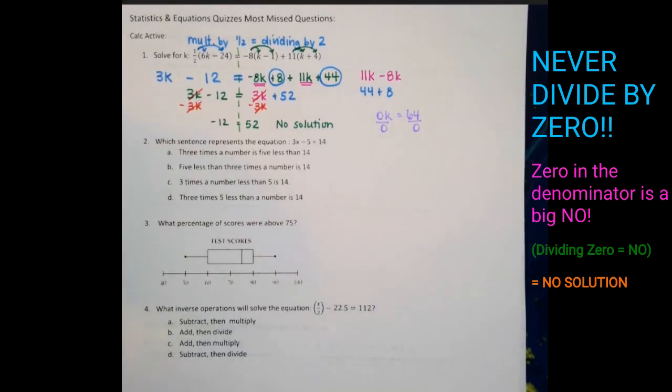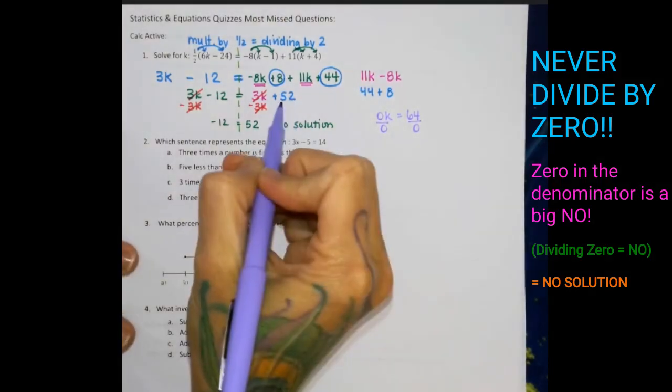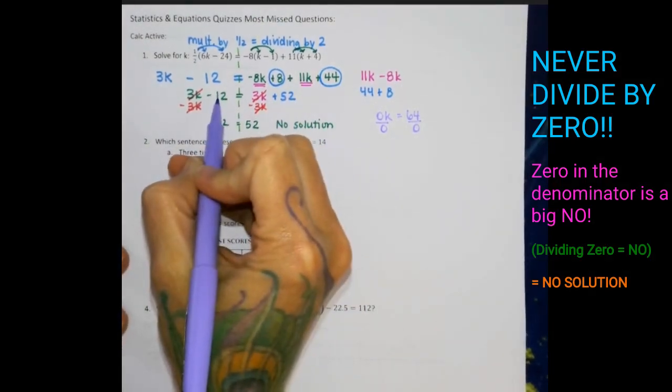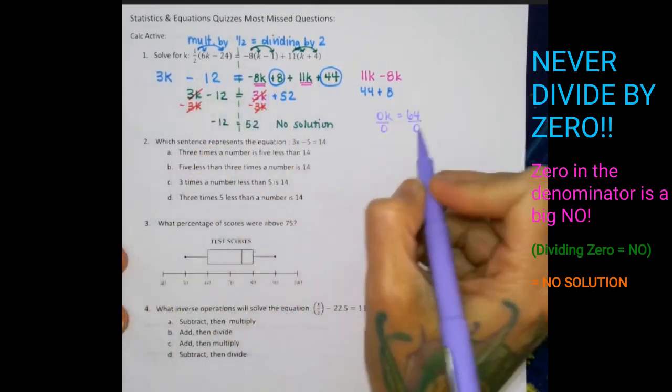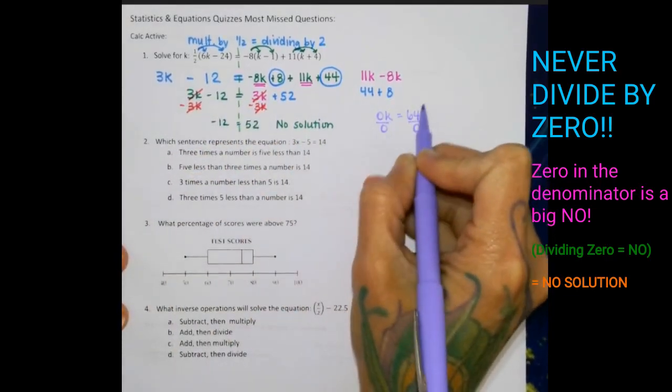That's a big no. The infinite number of solutions means both sides match. So they're exactly the same. So if this was plus 52 and plus 52, they're exactly the same. So it's going to be 0k equals 0. So they wash each other out.